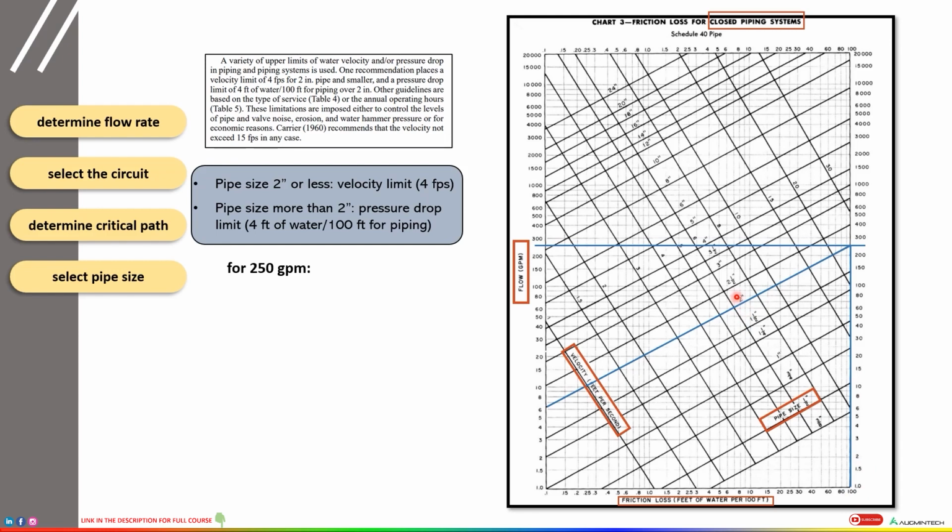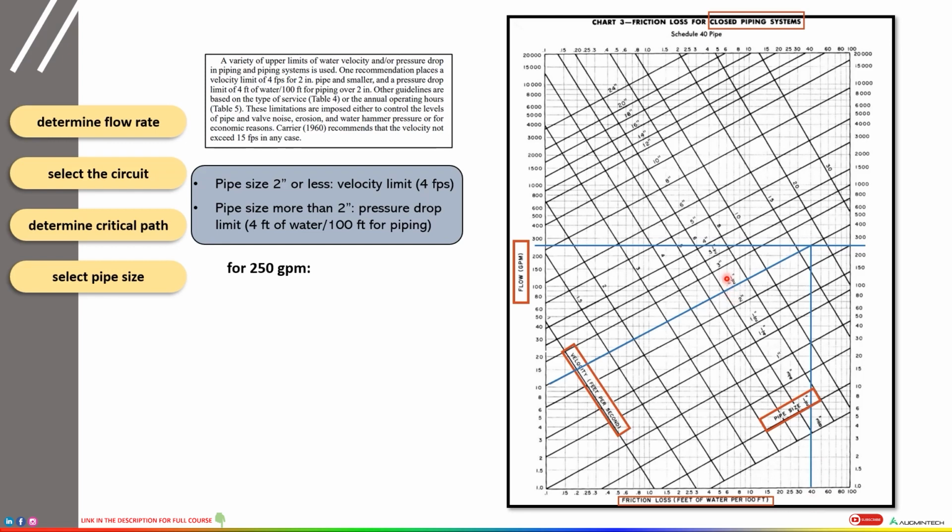Let's see, is the 2.5-inch pipe size allowed in this case? If we do that, this line intersects the capacity line over here. Now, if we draw a line from here to the friction loss line, it intersects at 40 feet of water per 100 feet of piping. Again, the maximum allowed value is 4 feet of water. Here we are getting 40. So we cannot select this 2.5-inch pipe size.